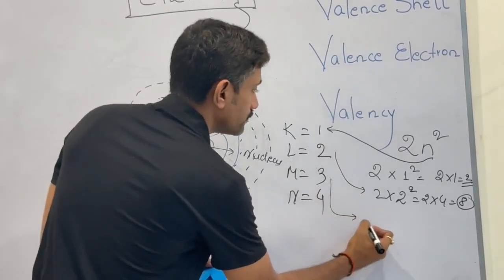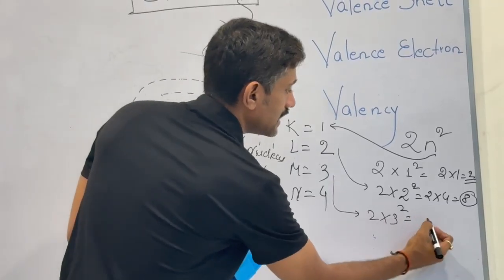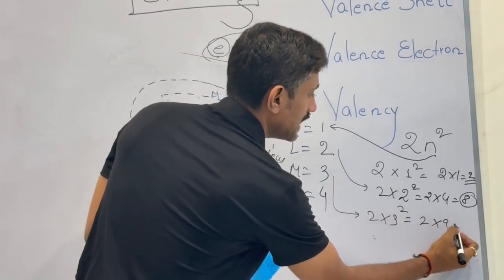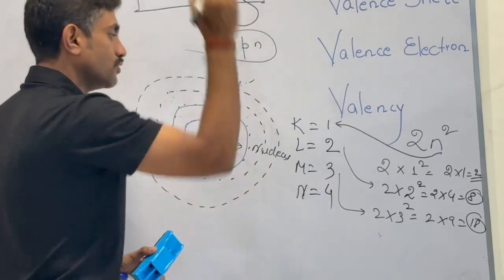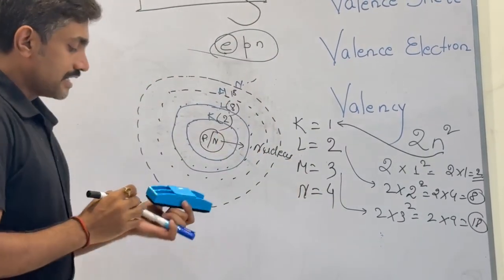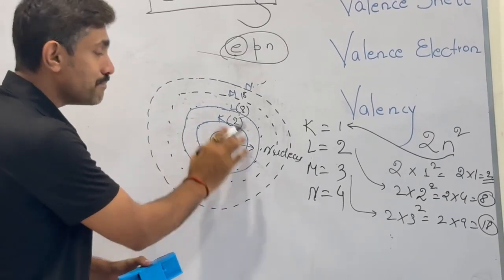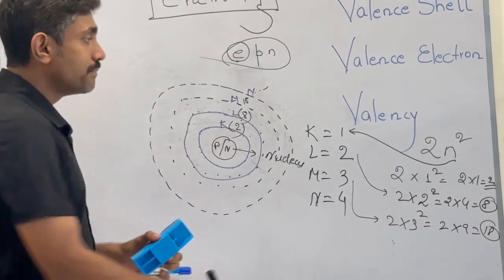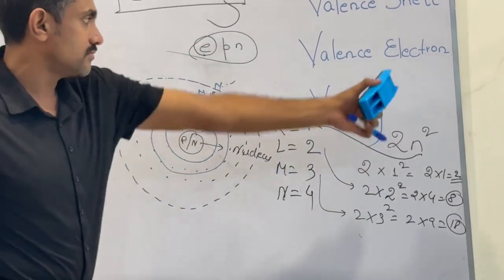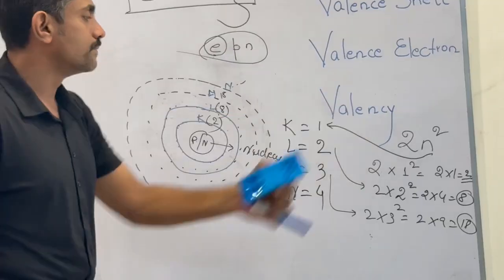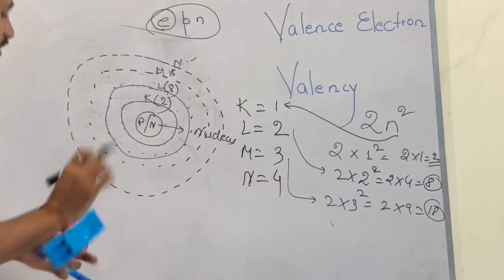Now the third one, if you do 3 threes are 9, 2 into 9, 18. It is coming as 18, and then so on. You can calculate accordingly, right? Now what happens? You understood, right guys, that in each of the shells the maximum electrons that can stay is based on this formula, 2 into n to the power 2, n squared, where n is nothing but the shell number, 1, 2, 3, 4.